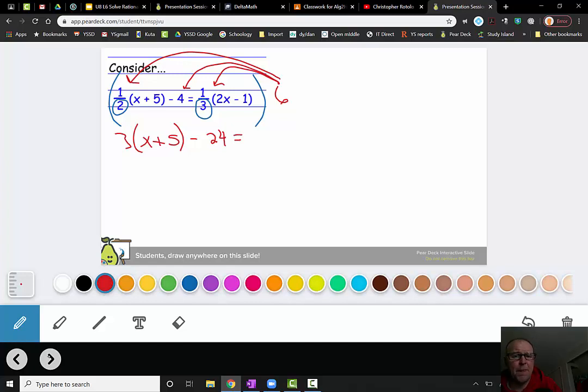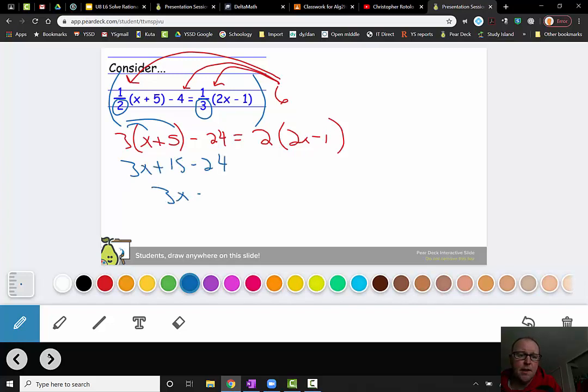Changed a whole bunch. On this side, 6 divided by 3 is 2, and 2x minus 1. Okay, so this is really important in dealing with these rational functions and equations that we're about to deal with, because we don't want them to be fractions. We don't care for that at all. So we're going to distribute 3x plus 15 minus 24. Let's clean that up. 3x minus 9 equals 4x minus 2.